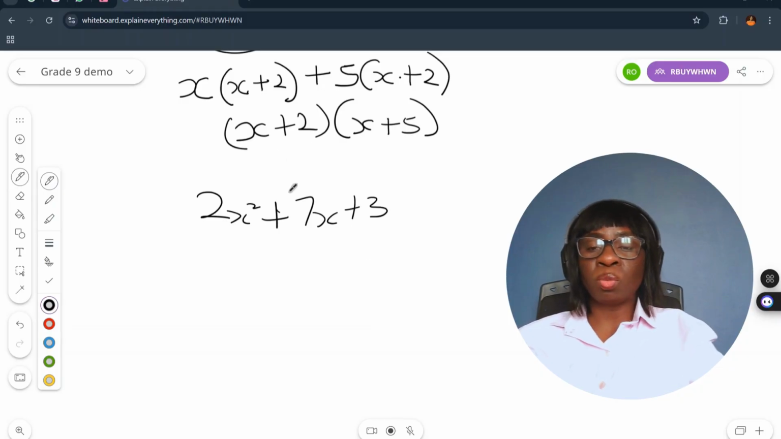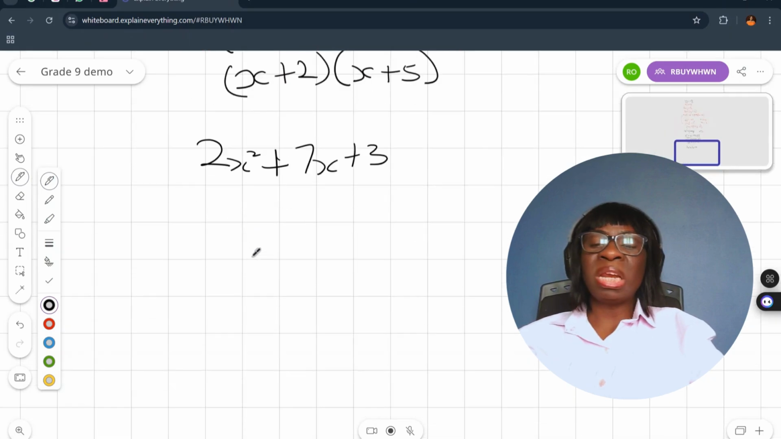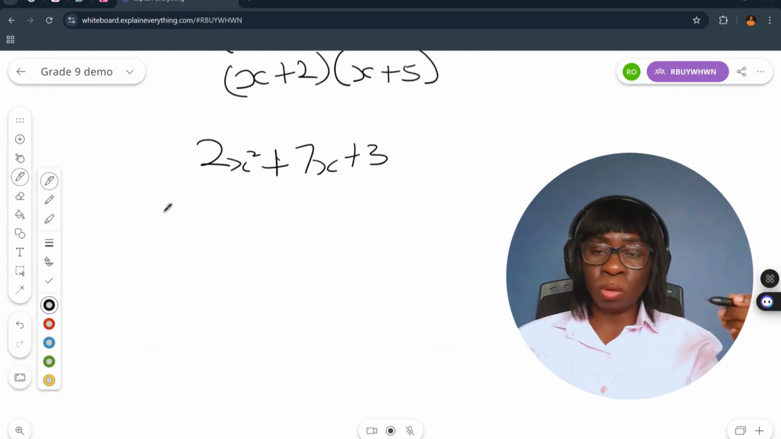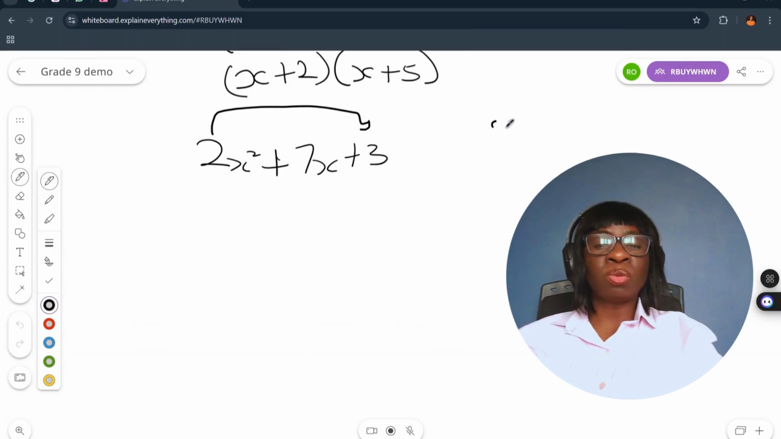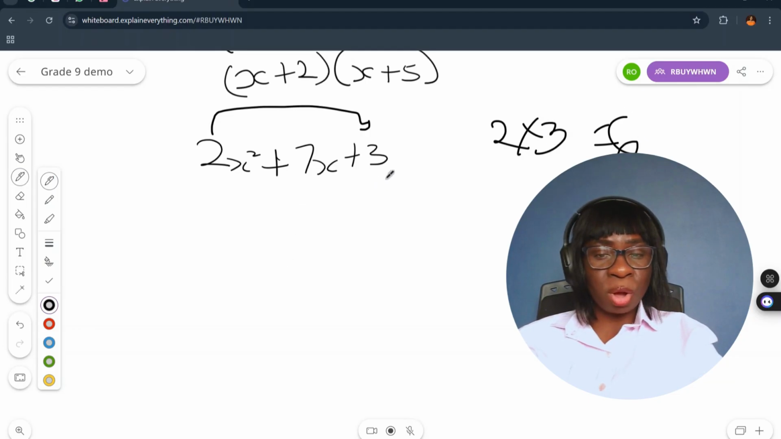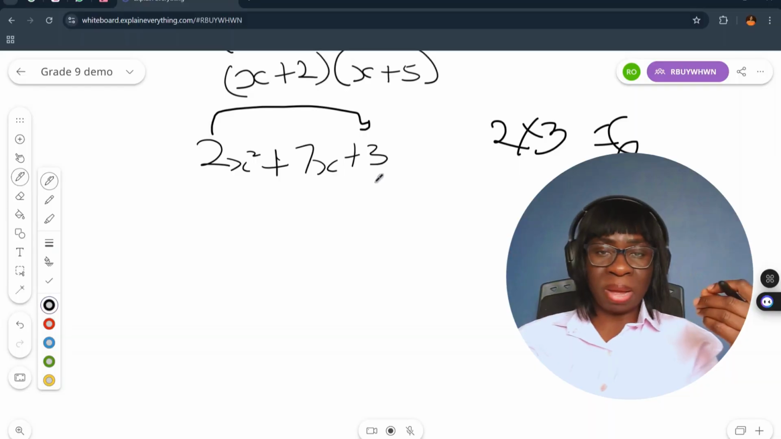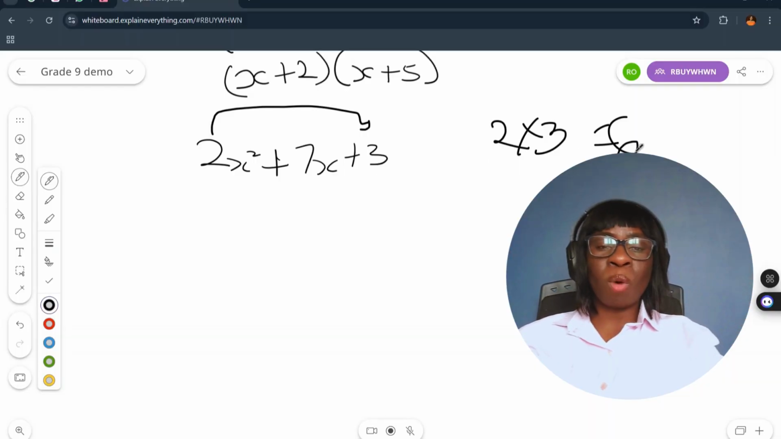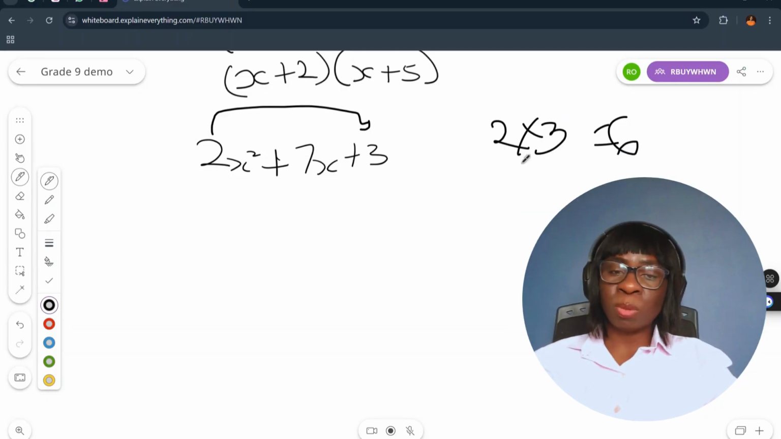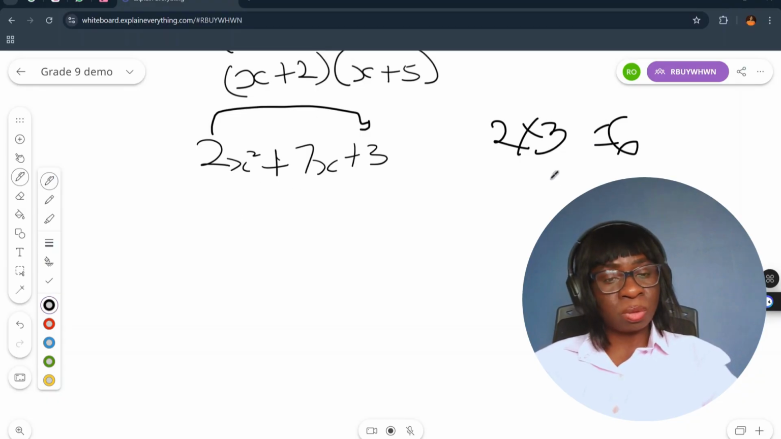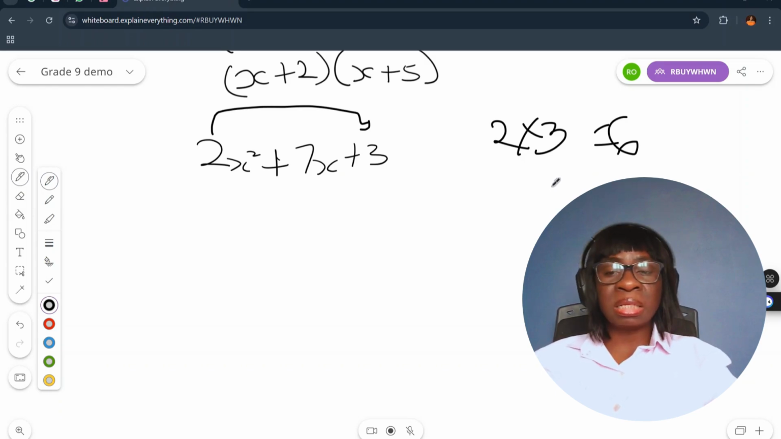You will notice that in the first one, the coefficient of x squared is 1. But when the coefficient is greater than 1, what you have to do is multiply the coefficient by the constant, such that we have 2 times 3 equals 6. So 6 now will become the constant that we will be looking for two numbers to multiply to. So now we have what times what will give 6, and that thing plus that thing will give 7. 2 times 3 will give 6, but 2 plus 3 will not give 7. So another thing that will give 6 is 6 times 1. 6 times 1 is 6, and then 6 plus 1 is 7.